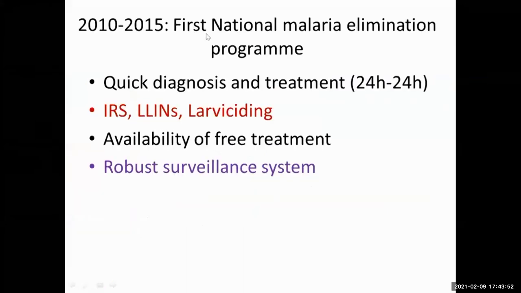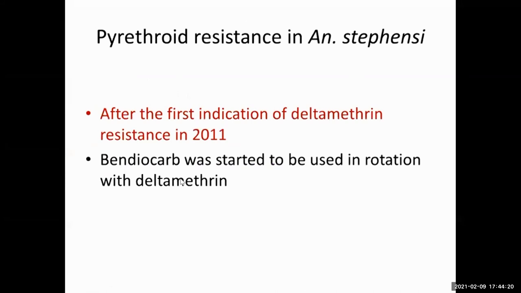The first national malaria elimination program started in 2010 and ran to 2015, with the strategy of quick diagnosis and treatment within 24 hours, and using the interventions of IRS, LLINs, and larviciding, availability of free treatment, and a robust surveillance system. But in 2011, we encountered pyrethroid resistance in Anopheles stephensi. Then we rotated it with bendiocarb.